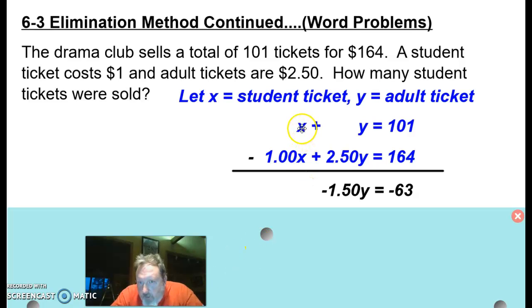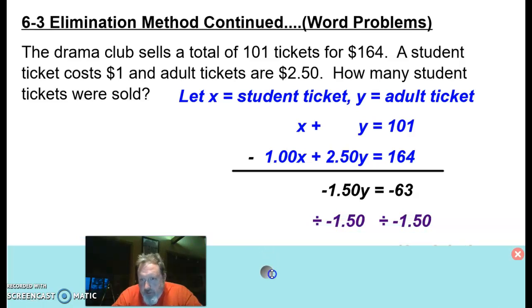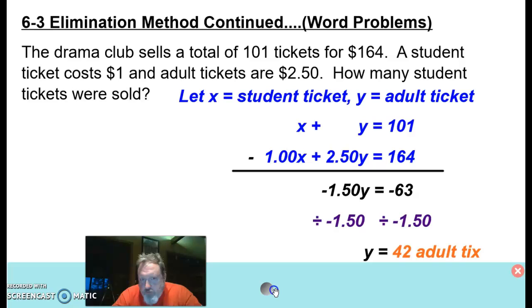So again, you've got 1x here and 1x. That's why we're going to subtract. So I end up with negative 1.5y equal to negative 63. I'm going to divide right there. And when I divide, y is 42 adult tickets.